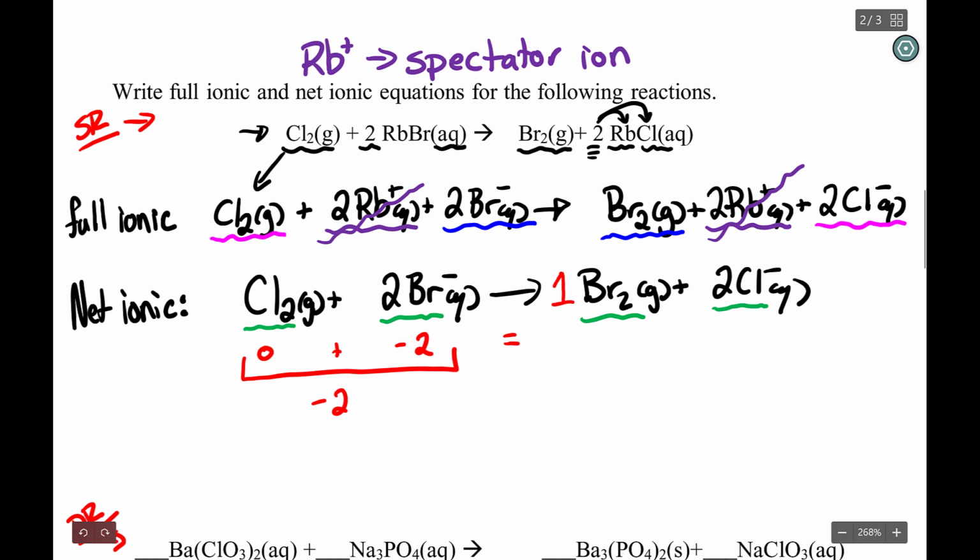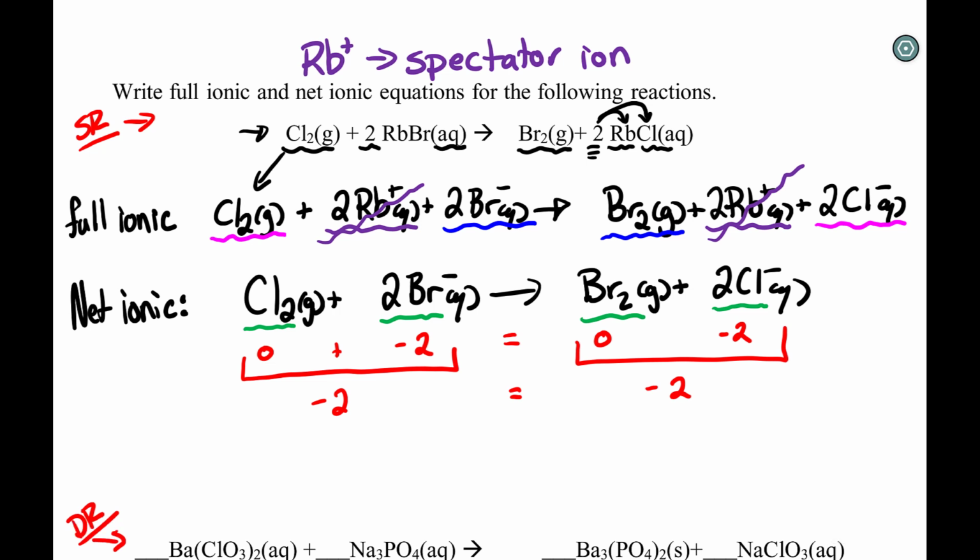I've got 1 Br2, it has no charge. 1 times nothing is nothing, so this is an overall charge of 0. And then I have 2 times negative 1, which of course is negative 2. So on this side, we also have a total charge of negative 2. Negative 2 is equal to negative 2, and I know that it's balanced correctly.